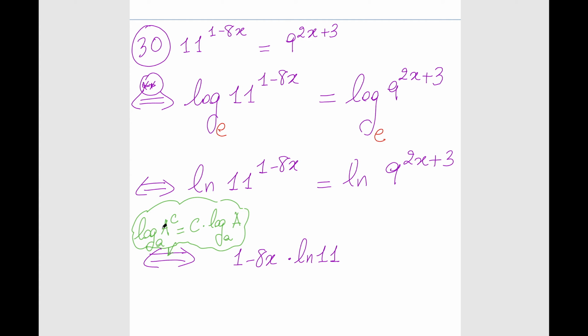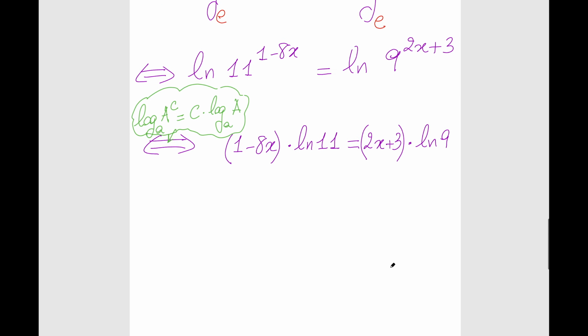But this is not what this property, the green property, is saying. It's saying that the whole c is multiplied by ln of 11, right? So the whole c is 1 minus 8x. And one more time, we're going to apply it on this side, and the 2x plus 3 this time is going to play the role of c. So we get 2x plus 3. The whole thing is going to be multiplied by ln of 9. Makes sense?